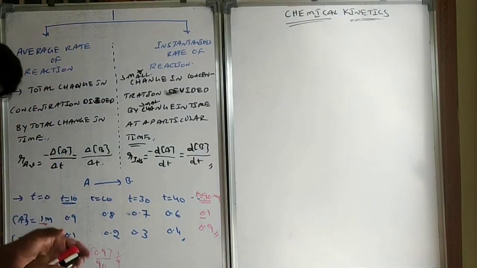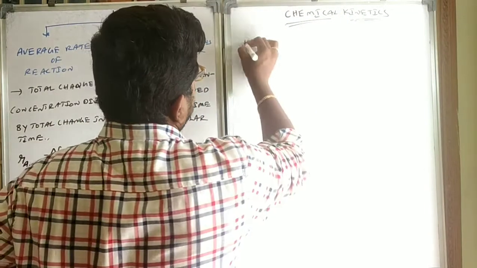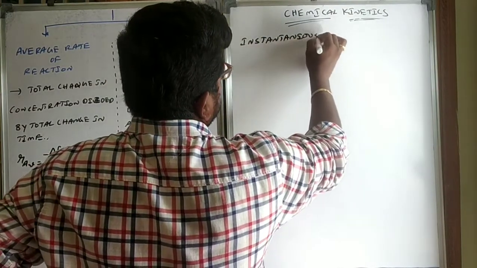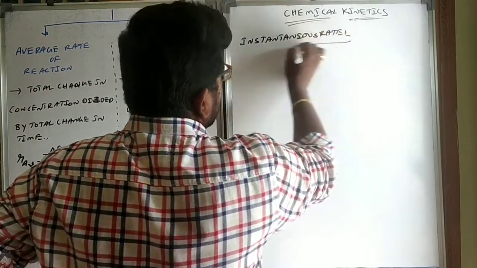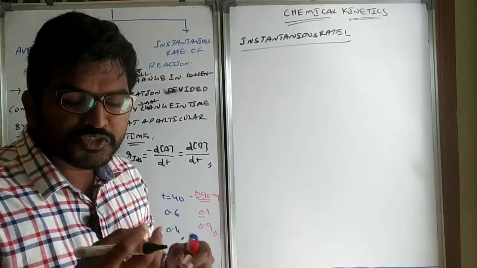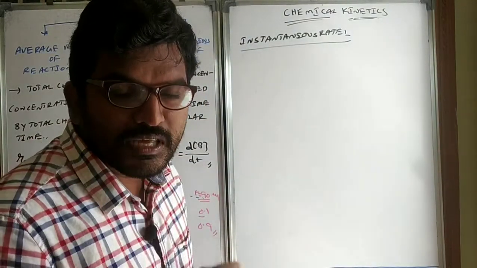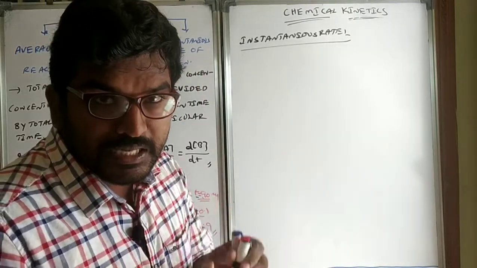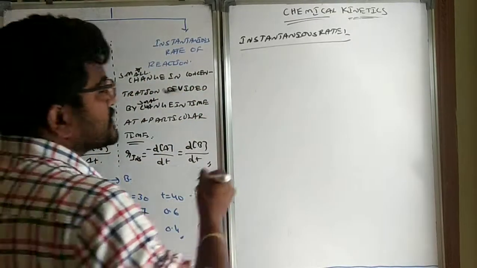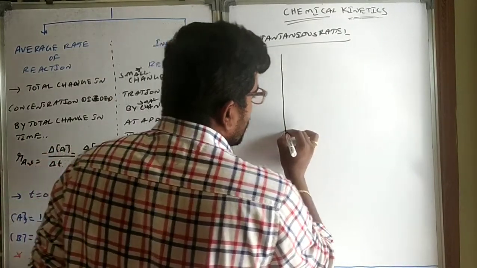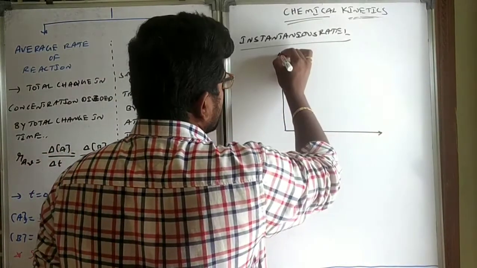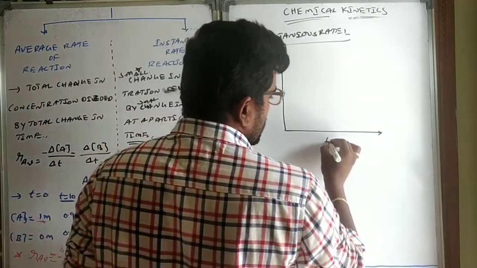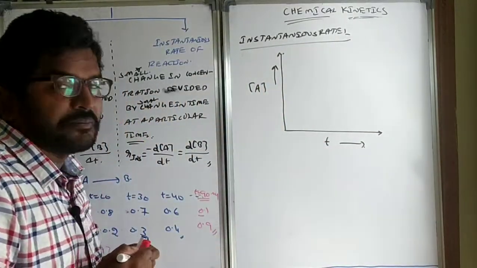Now let us see the instantaneous rate. The rate of a reaction, or small change in concentration with respect to small change in time at a particular time, is known as the instantaneous rate. How can we find the instantaneous rate? We will plot a graph between concentration versus time.